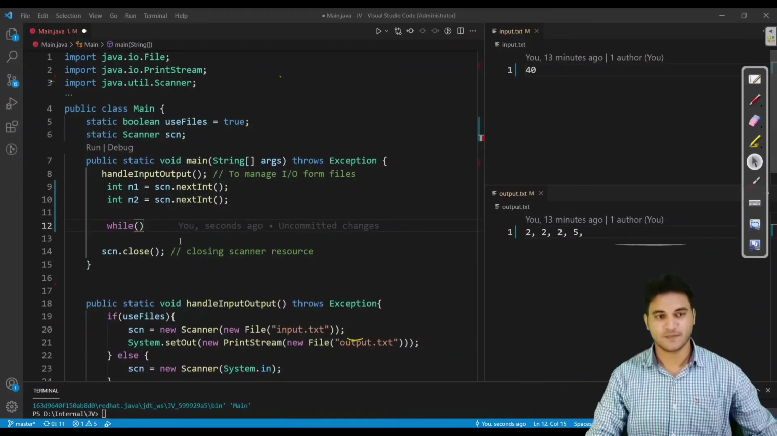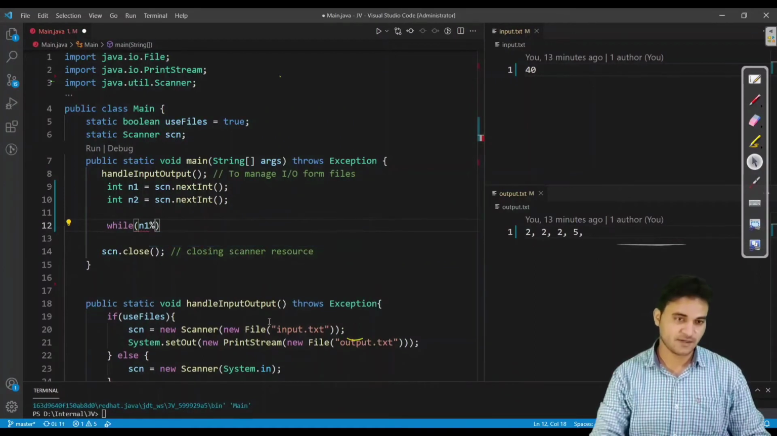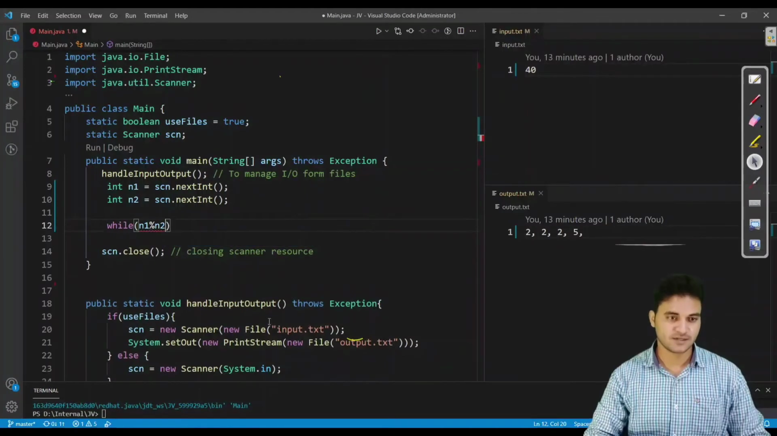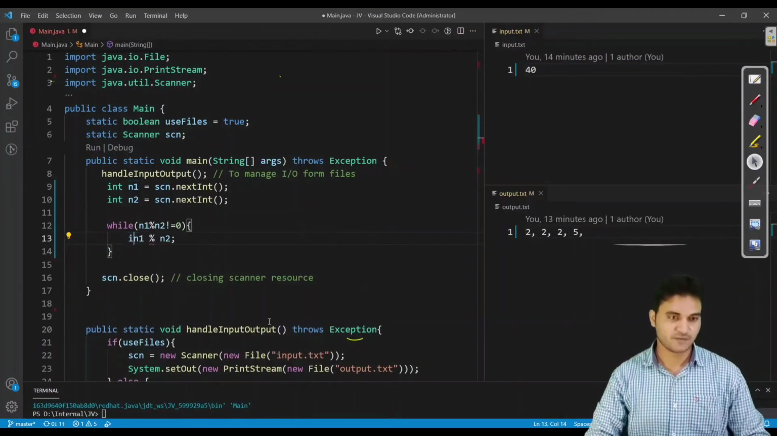Fine. So initially n2 is the divisor. Till the remainder is not 0, we have to keep going. If it is 0, then we have to exit from it. So if it is not 0, then what we have to do is divide n1 by n2. So initially the remainder is what?